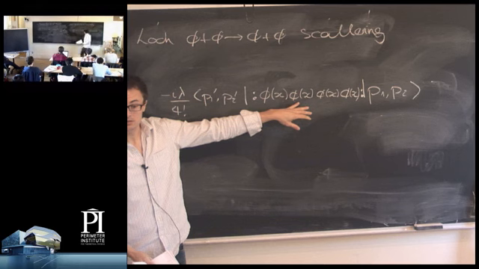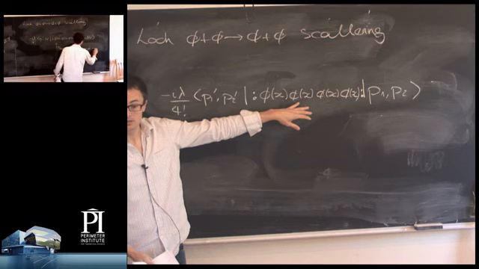Okay, so let me just write it down. There are 4 factorial ways of picking creation and annihilation operators.